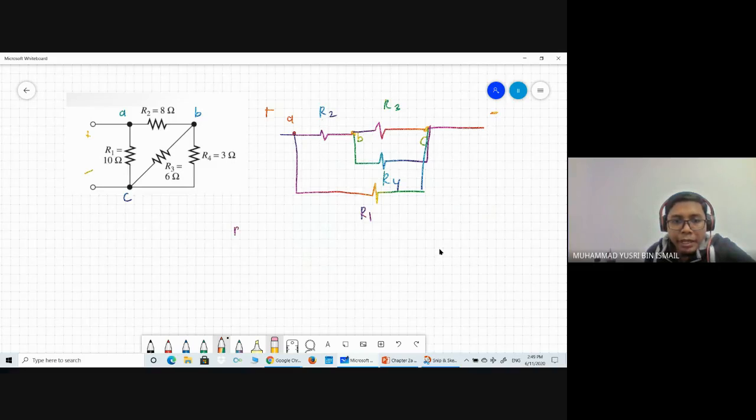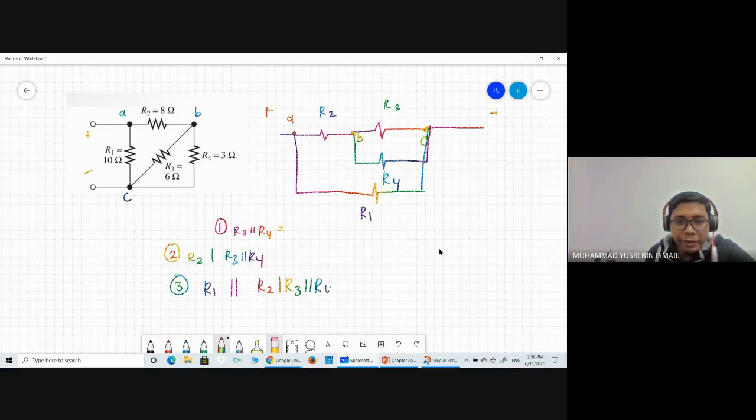So in this case, first you parallel R3 with R4. Then after you get parallel R3 and R4, you series R2 with R3 and R4. Okay, this is the first step. Second step, and then third step is parallel between R1 parallel with R2, R3 parallel with R4. So this is the final answer, which is a combination of parallel circuit of R1 parallel with R2 series with R3 parallel with R4.